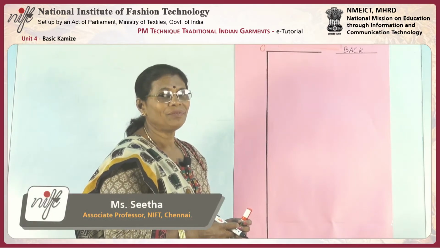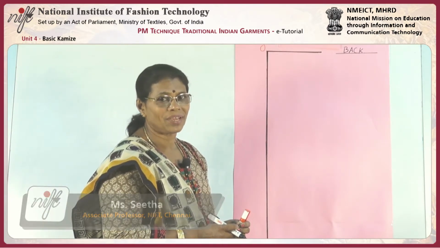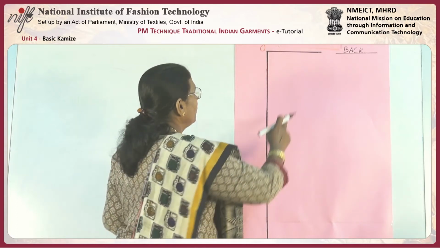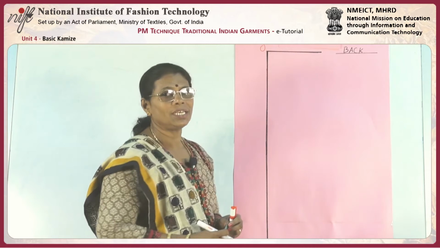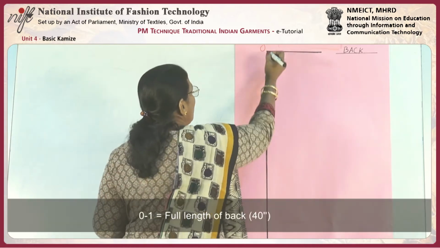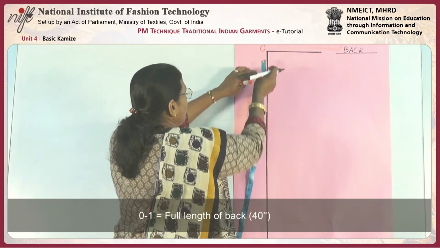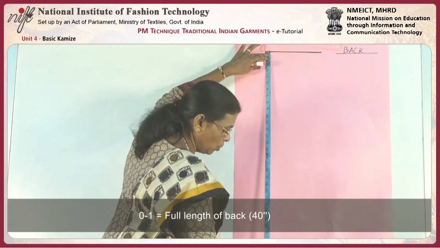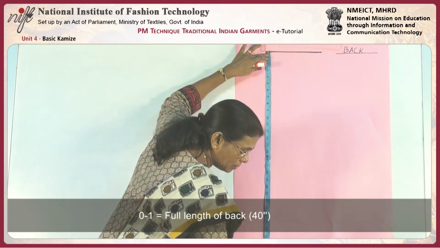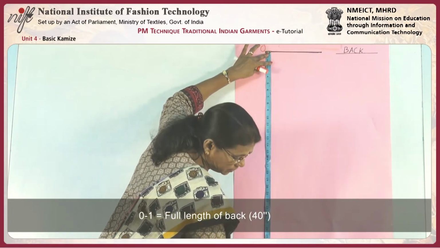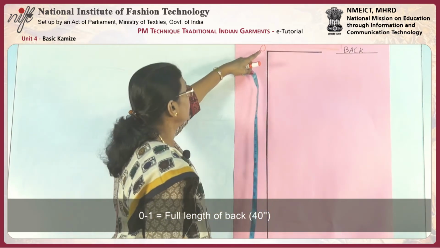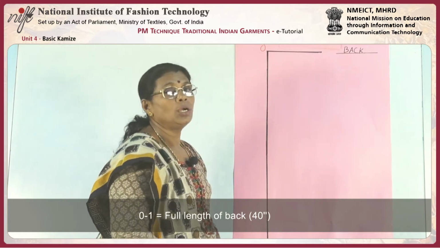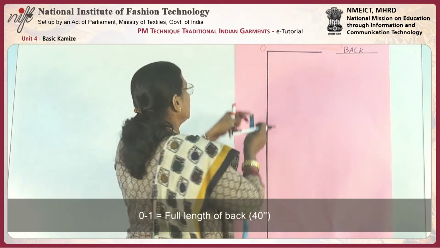In this lesson we are going to learn the kameez draft. We must draw the basic vertical and horizontal lines and mark 0. From 0, the total length is 40 inches. Mark it, and the number is 1. 0 to 1 is the total length of the kameez.